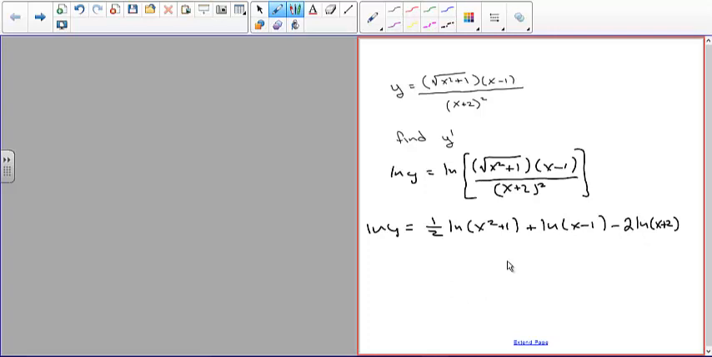Then use implicit differentiation here, and just normal differentiation. This one you'll have to use the chain rule. Theoretically, you use the chain rule here, but it's trivial. If it had a constant in front, you'd have to worry about it, or if it had a power, but if it's just x plus or minus some constant, it's just 1 over that argument.